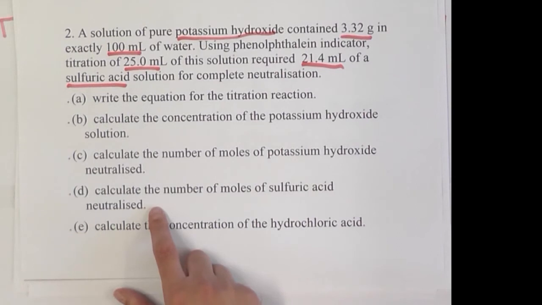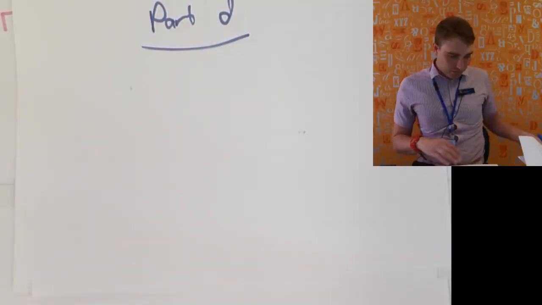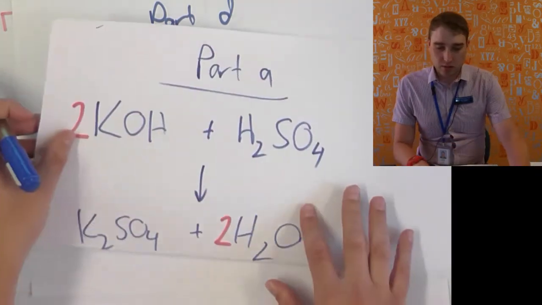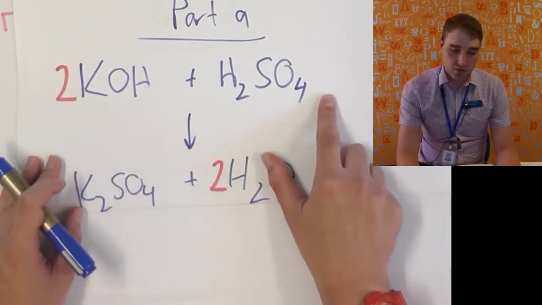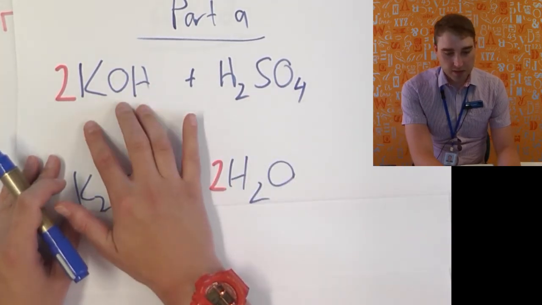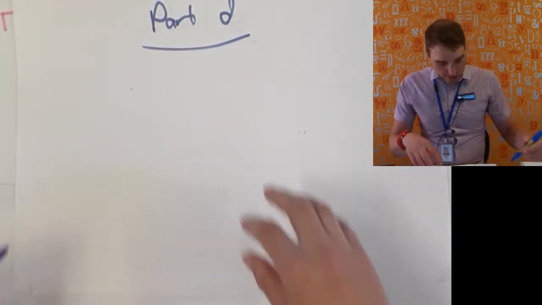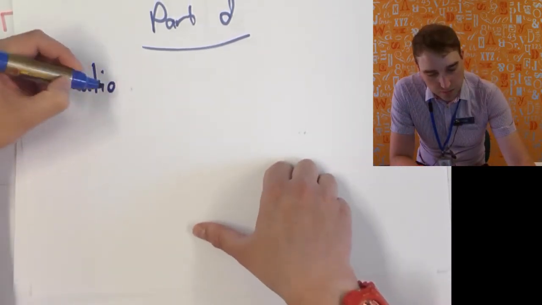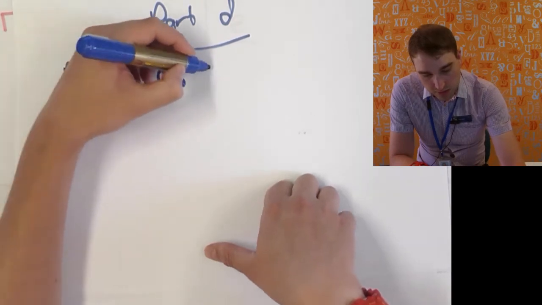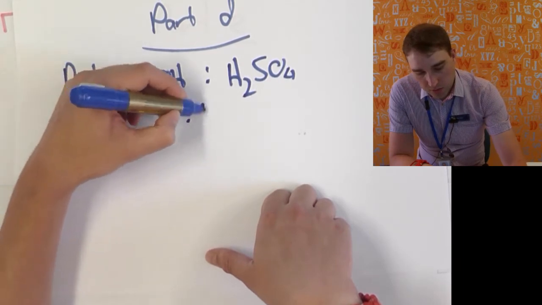Now we're up to part D. We can calculate the number of moles of sulfuric acid neutralised. To do this, we need to now look at the ratio. So the ratio of potassium hydroxide to sulfuric acid. If we have a look here, we can see it's a 2-to-1 ratio. We need twice as much potassium hydroxide as we need sulfuric acid. So, to figure out the number of moles of sulfuric acid, we do the ratio of potassium hydroxide to sulfuric acid. In this case, it's 2-to-1.